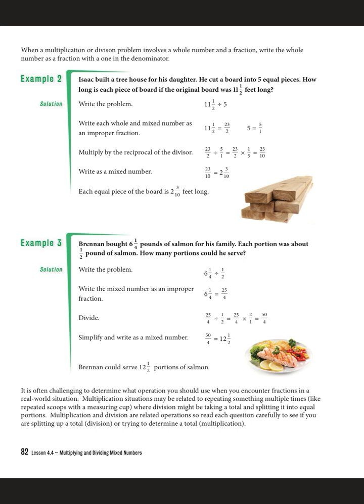So again, make sure you pause the video, look at the solution, read the left-hand side and study the right-hand side so that you understand what's going on. In example number 3, it says Brennan bought 6 1/4 pounds of salmon for his family. Each portion was about 1/2 pound of salmon. How many portions could he serve? So again, pause the video, read the left-hand side and study the right-hand side, and it'll show you what to do.